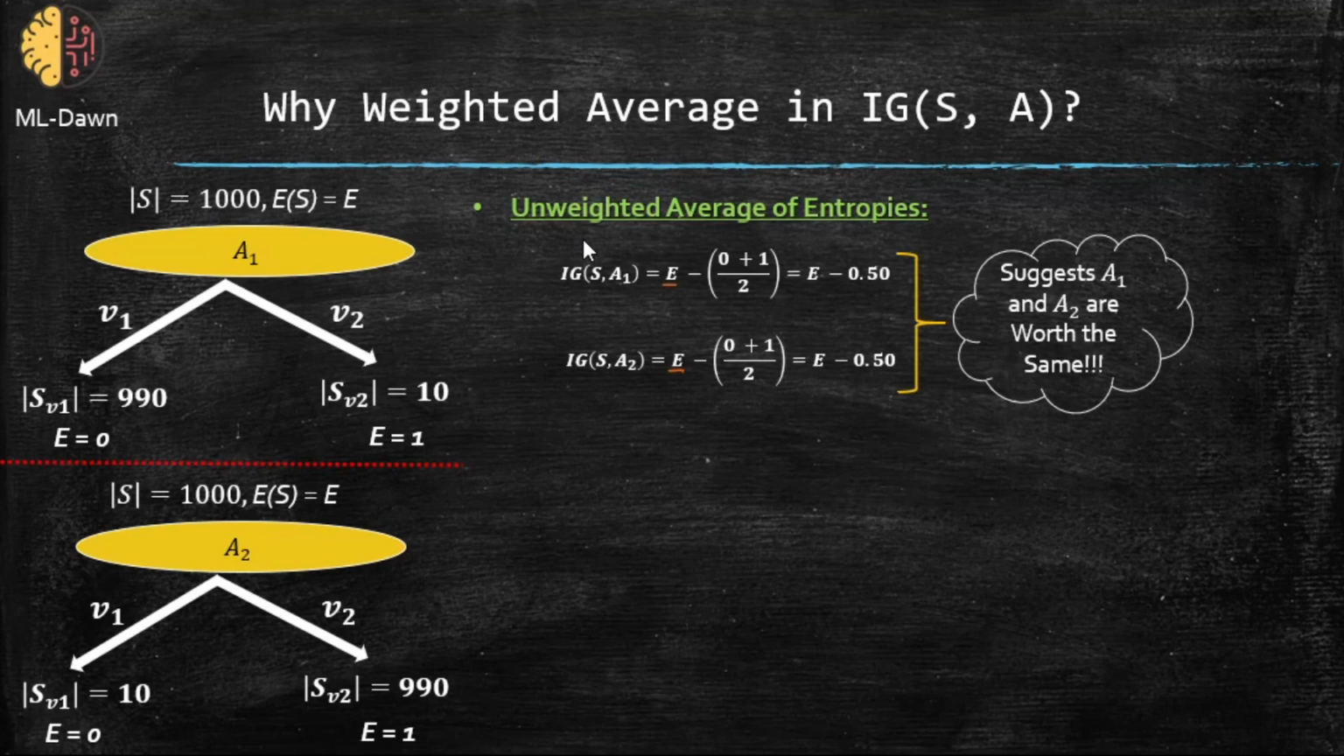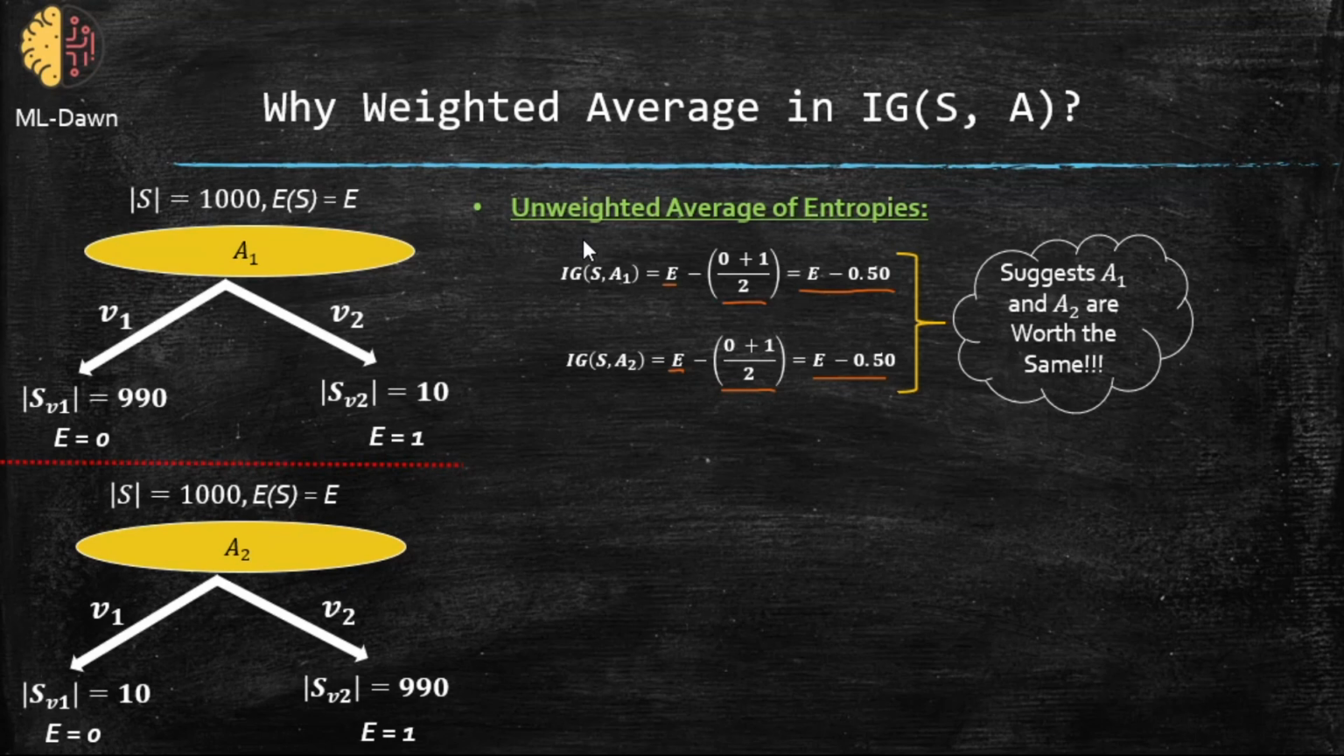And as you can see, the result of this is 0.5, and the result of this is 0.5, and the final result is E minus 0.5 and E minus 0.5. So the information gain seems to be equal. Yeah, so this suggests that A1 and A2 are worth the same.